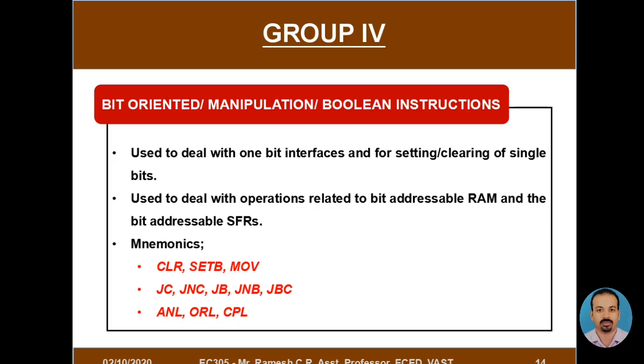Similarly JB, JNB and JBC. All these jump instructions are performed based on the status of a single bit. That is why we are categorizing these jump instructions under the bit oriented, or bit manipulation, or boolean instruction group. Then we have the logical operations which can be performed on two bits, that is ANL, ORL and CPL. These are the mnemonics which are common in the logical instructions as well as in the bit manipulation instructions.